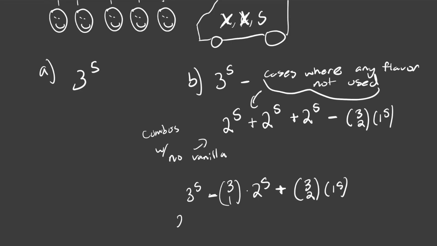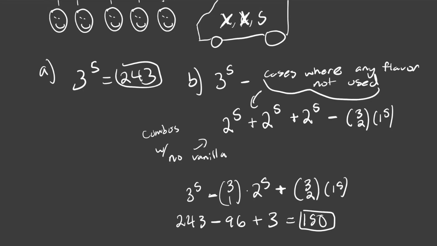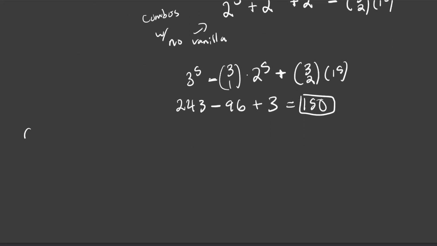So 3 to the 5th is 243, minus 3 times 32, which is going to be 96, plus 3. Final answer, 150. By the way, the first one was obviously 243. So now let's go down and look at part C finally.